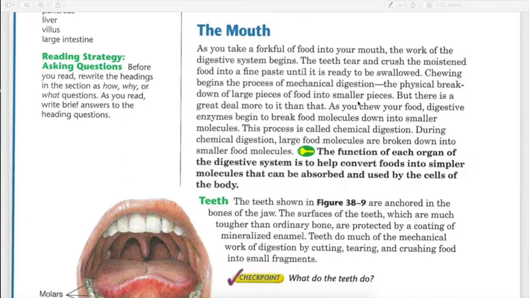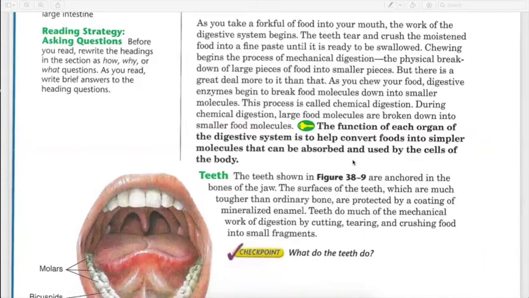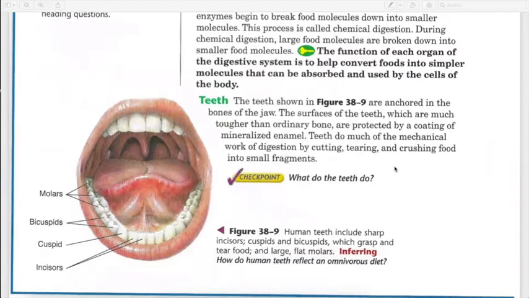Let me reword that for better understanding. Mechanical digestion is when you physically break something down. If you eat a banana, you crush it down into smaller pieces of banana. Chemical digestion takes those banana molecules and rips them apart until it's no longer a banana anymore. So mechanical digestion, you still have a banana. Chemical digestion, no longer a banana. The function of each organ of the digestive system is to help convert food into simpler molecules that can be absorbed and used by the cells in the body.